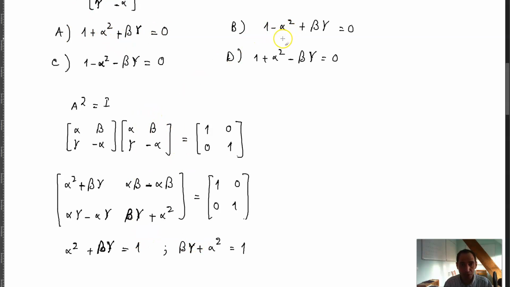And 1 minus alpha squared cannot be right either, because you would have to get this also as negative because of this equation. And 1 minus alpha squared minus beta gamma is equal to 0, so this is correct based on what we have here. And 1 plus alpha squared minus beta gamma is equal to 0 is also wrong, so the correct answer is C, right? So that was question number 13.